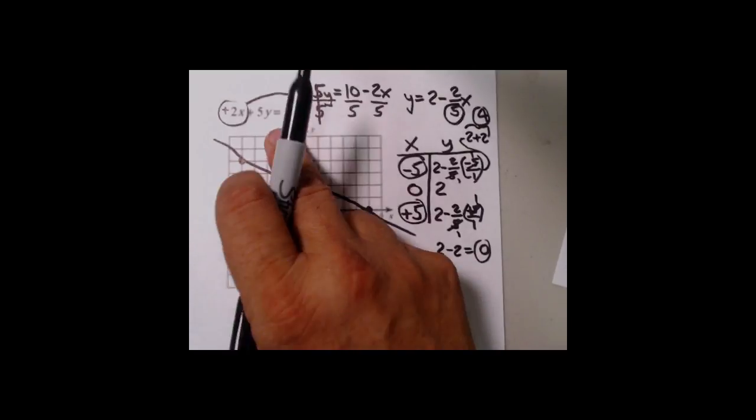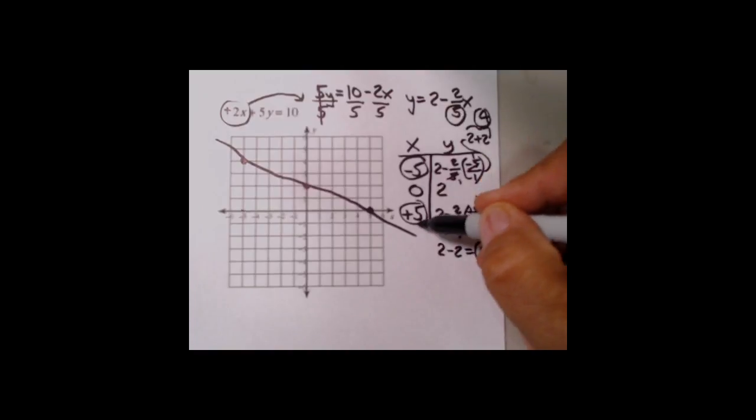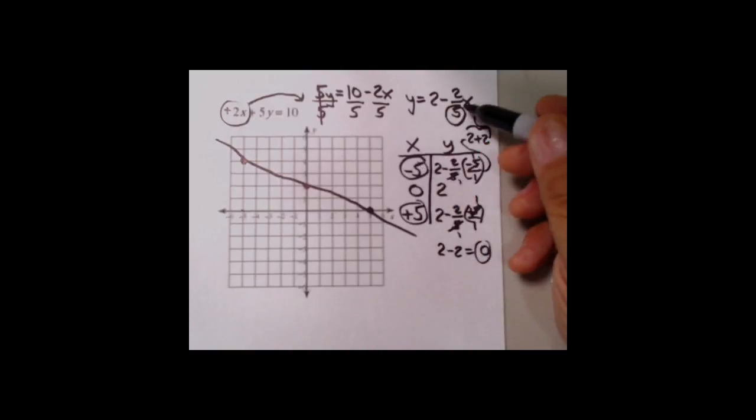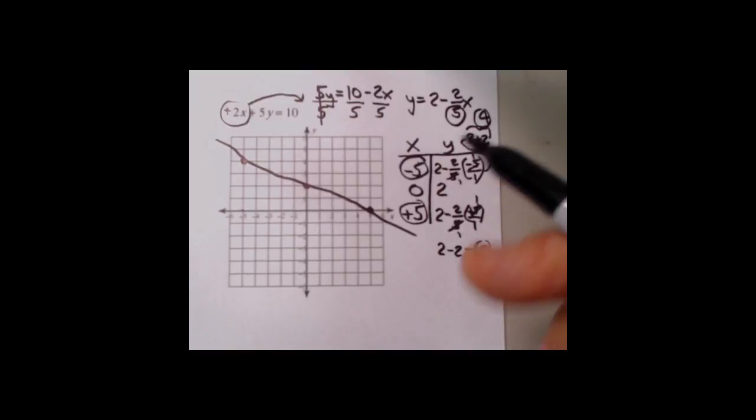So once again, solving it for y equals did two things for us. It allowed us to pick good multiples of x, and it also made it easier to solve for the y values. Okay, let's look at one last example here.